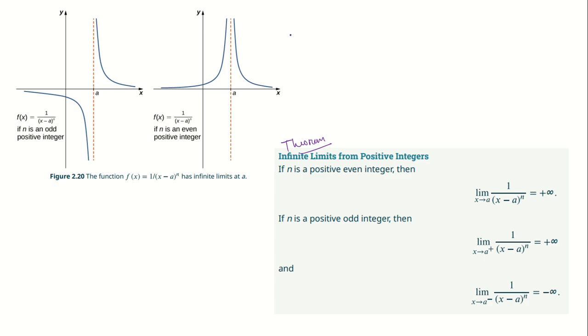Here, when f of x is equal to 1 over (x minus a) to the power n, the graph changes depending on the values of n. If n is an odd positive integer, then we have the graph on the left, this one. But if n is a positive even number, then we have the graph on the right.